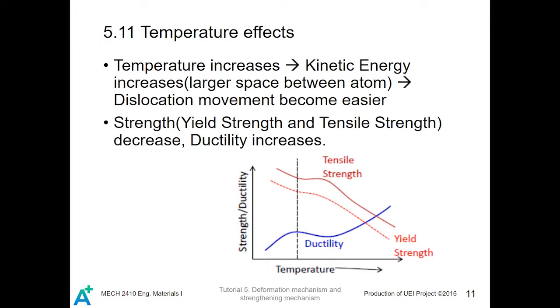Temperature effects. When the temperature of a material increases, the kinetic energy of all the atoms will increase, and that means the space between atoms is larger, which implies that dislocation movement will become easier. That's why the strength of a material at an increased temperature will decrease, and the ductility will increase. And here is an example of that picture.